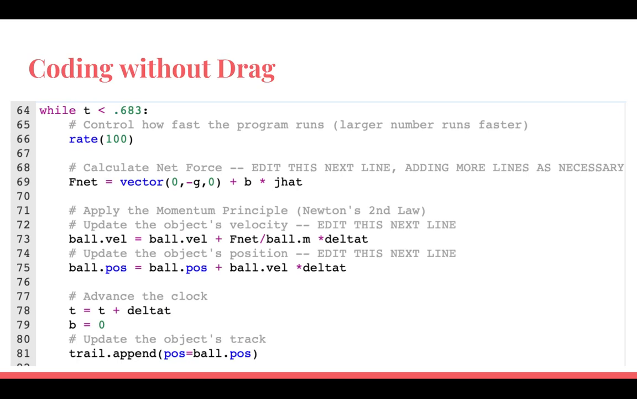The while loop starts at t equals 0 and goes until 0.683 seconds have passed. In the loop, the net force is first calculated and then the velocity is updated using the velocity update formula, followed by updating the position in the position update formula. Lastly, the time is advanced by adding the change in time to the current time. This is all done while b is still equal to 0.